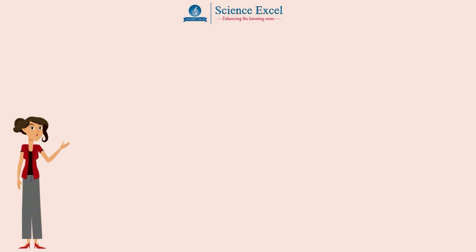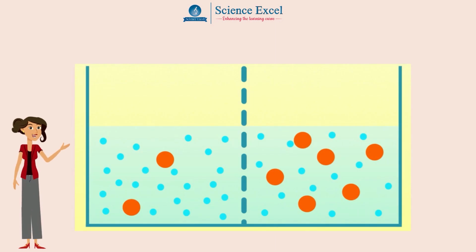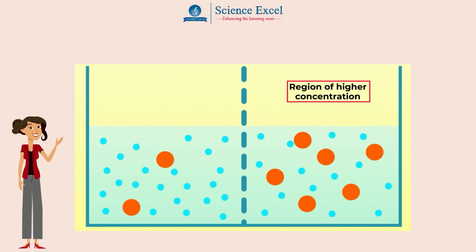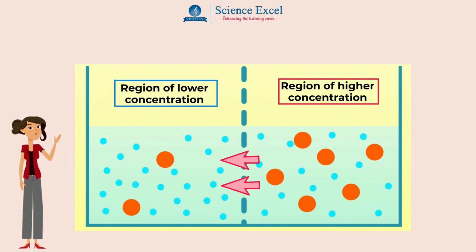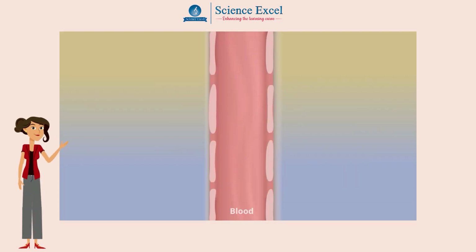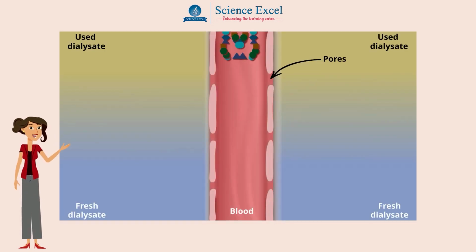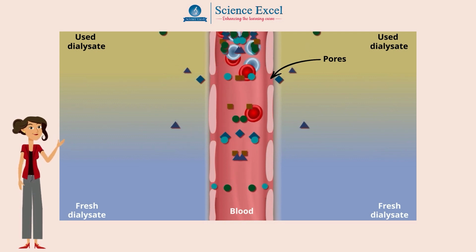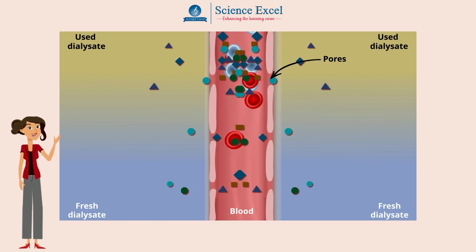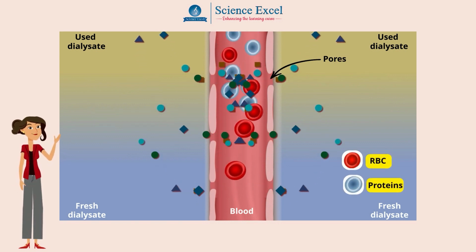The dialyzer allows the passage of molecules based on their concentration gradient, that is, from a region of their higher concentration to a region of their lower concentration, down a concentration gradient. The tiny pores in the dialyzer allow water and small solutes to diffuse through, but stop the path of larger molecules such as proteins and red blood cells.